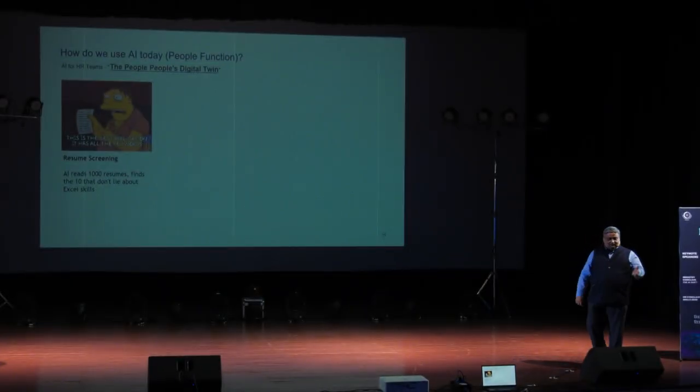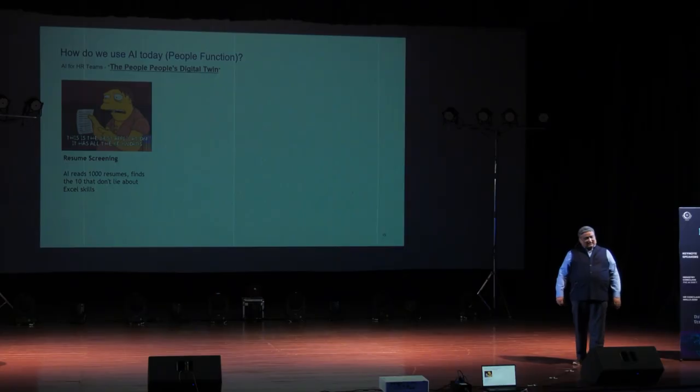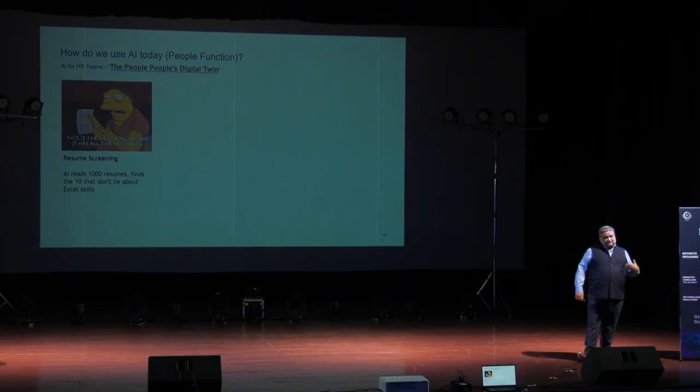People function, right? The people's digital twin. What do they do? Resume screenings. You put 1,000 resumes into it, it gives you 10 which are relevant. And in fact, we were having a discussion over breakfast with a few people that while you are in the process of preparing your CVs, you want to make it ATS friendly, but now one of the other words is AI friendly, right? Because 99% of the chances are when you put your CV, it goes through some AI screening.